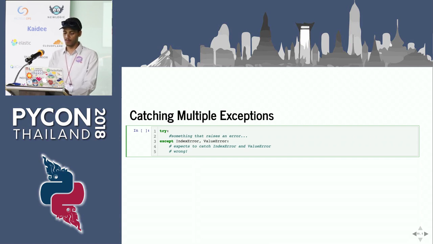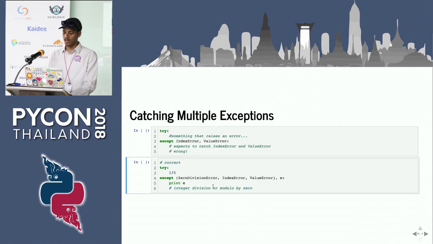The way you can fix this is by passing all the exceptions in a tuple, and then having your error message at the end, and just doing anything with it. So this is fairly simple and straightforward. But this is something I sometimes do and face a lot of issues with, and sometimes it gets really hard to debug.